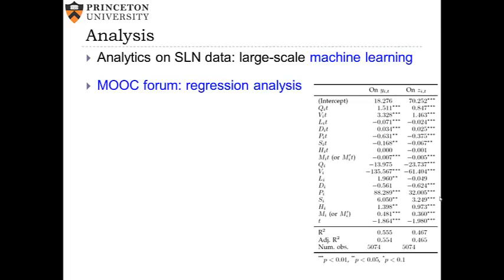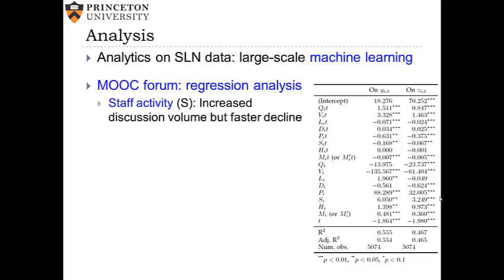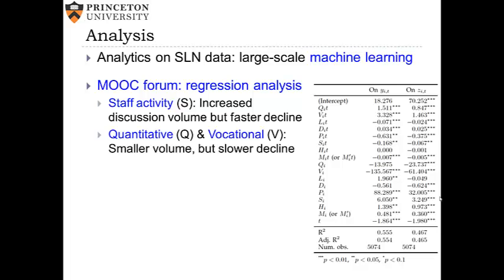2 of our preliminary findings were as follows. First, a higher level of staff activity corresponded to an increased discussion volume at the beginning of the course, but a faster decline in the volume over time. On the other hand, quantitative and vocational courses both corresponded to a smaller volume of discussion at the beginning, but a slower decline over time.